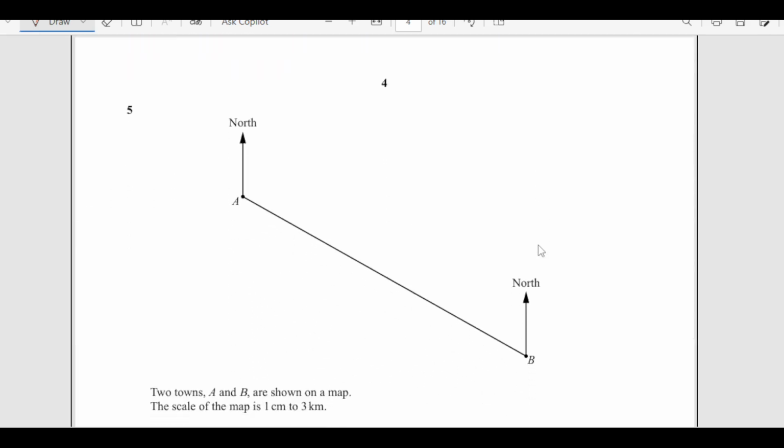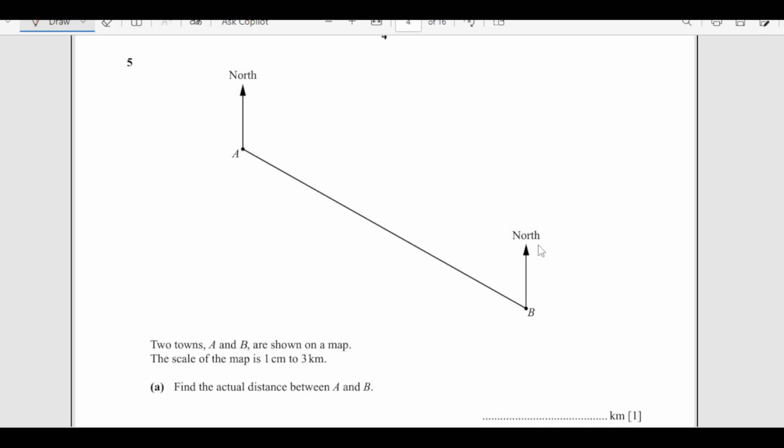Now number 5, you can see another diagram here. We have given 2 points A and B. So let's see what is the question. The question is 2 towns A and B. Now these A and B, A town here, B town here, are shown on the map. The scale is 1 centimeter to 3 kilometers. So that means 1 centimeter equals 3 kilometers on the diagram. Find the actual distance between A and B.